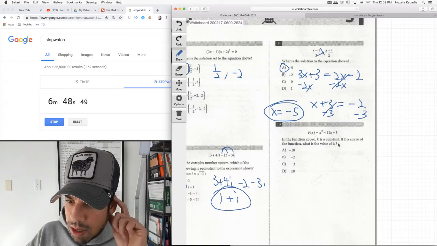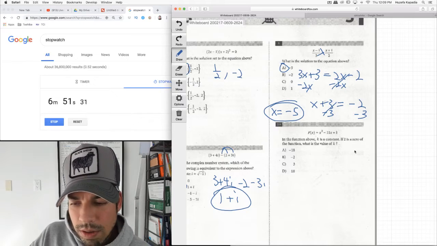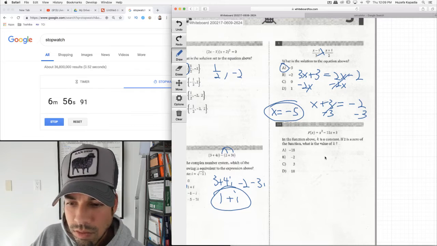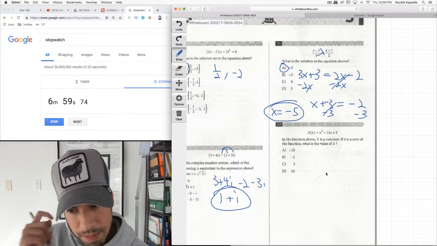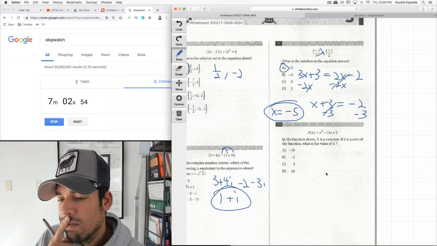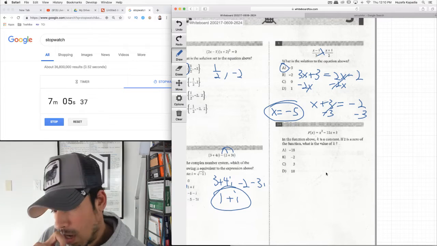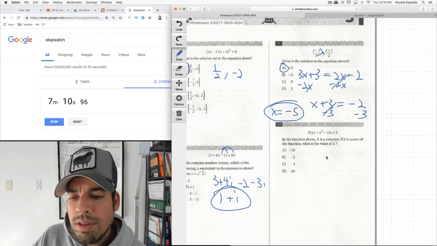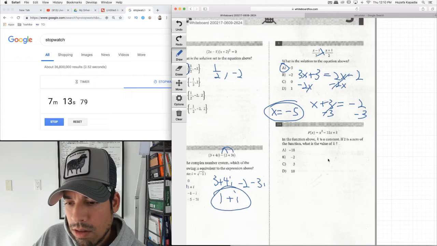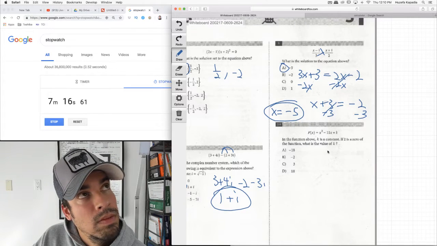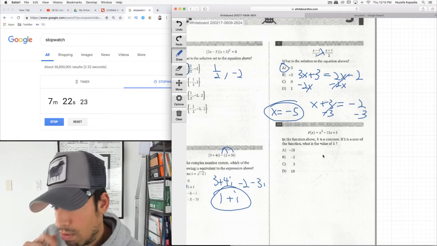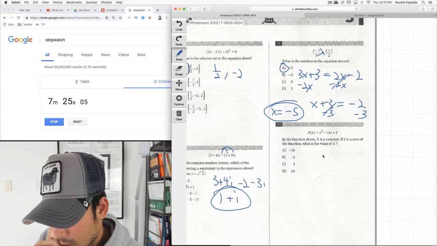In the function above, k is a constant. If 2 is a 0 of the function, what is the value of k? Got it. What's the best way to do this? I'm thinking quadratic formula, I guess. Wait. 2 is a 0 of the function. 16, 8, 6, and 3. 9 and 2. It's 18 or negative 18.